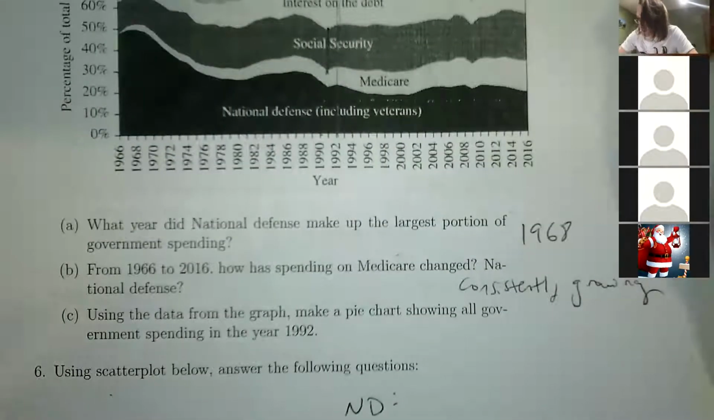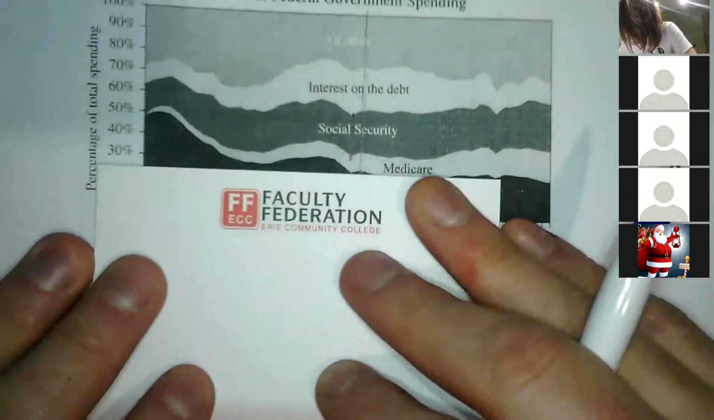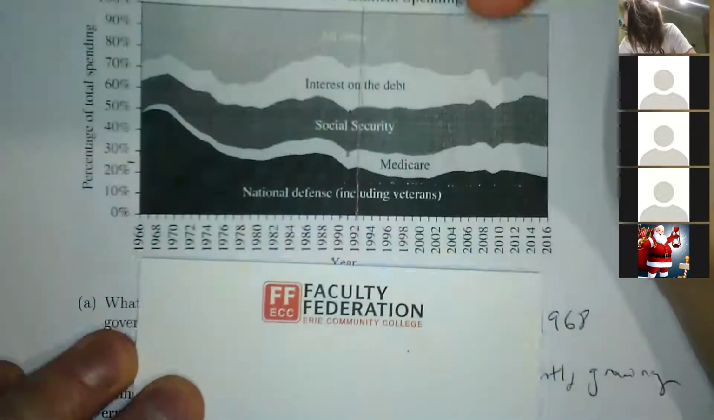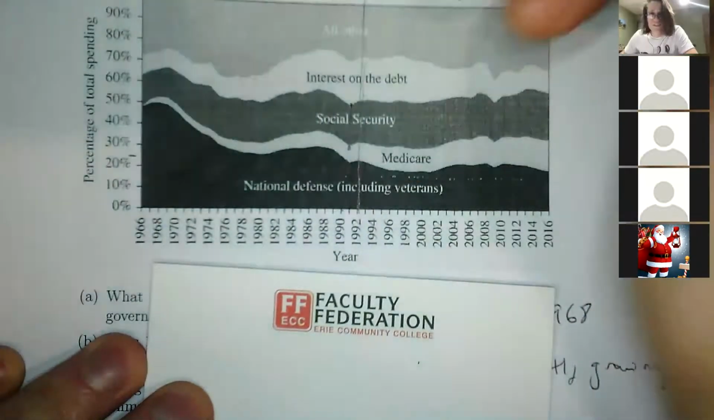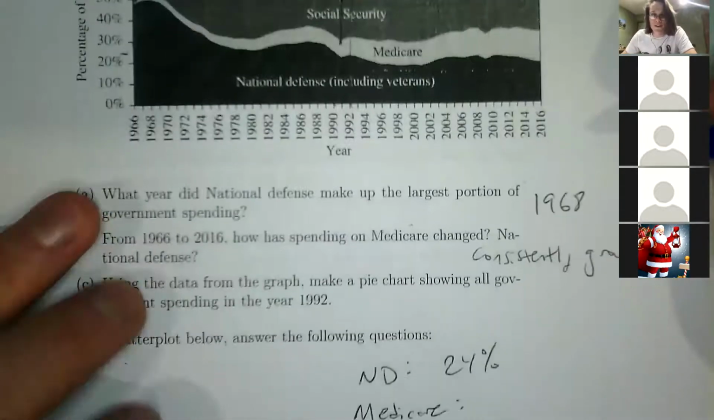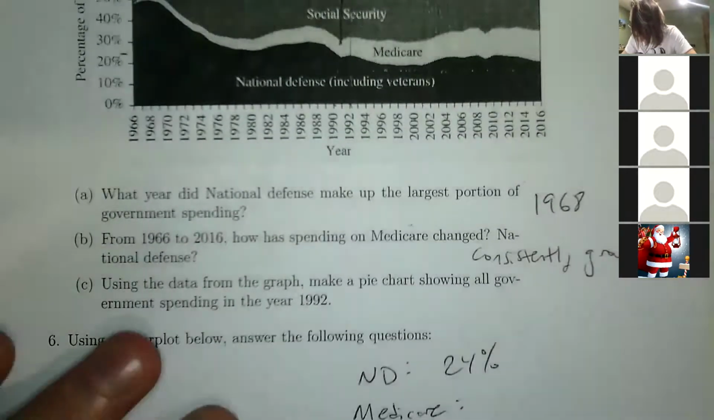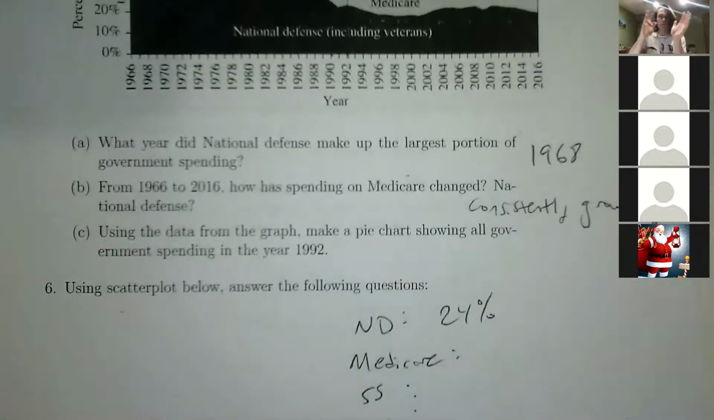But anyway, so national defense, this one, so 1992, you go and look at what it was, and it's like there. And you can approximate it as much as you like. It's about there, so maybe 24%. In the end we'll make it work by kind of fudging the numbers. If this was a problem on a test, I would give you some leeway, obviously. So if you said 26, it'd be fine.